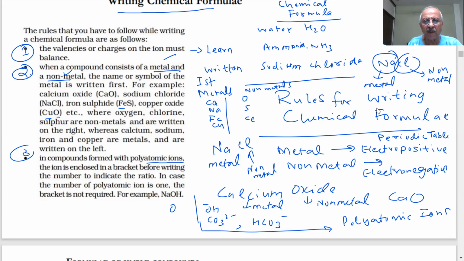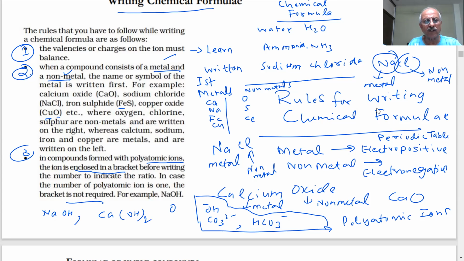Am I right? Yes, sir. So in compound form, they are enclosed in brackets before writing, in order to indicate the ratio. If there is more than one of these, they will be enclosed in a bracket before writing. In case the number of polyatomic ions is 1, then it is not required. Note down. For NaOH, the formula is this, but for calcium hydroxide, I am putting a bracket. Why am I putting a bracket? Because there are 2 of this. Got the point?